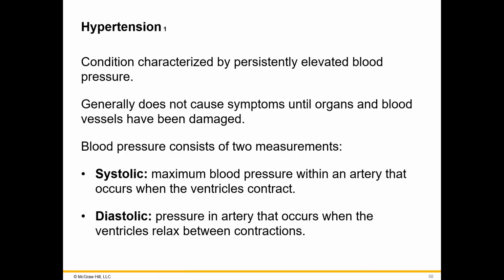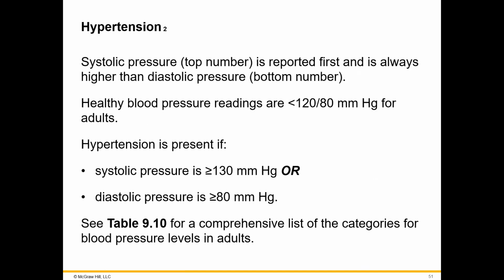Normal blood pressure is 120 over 80, give or take. Hypertension is categorized as 130 over 80. So anything above a systolic of 130, anything above a diastolic of 80.